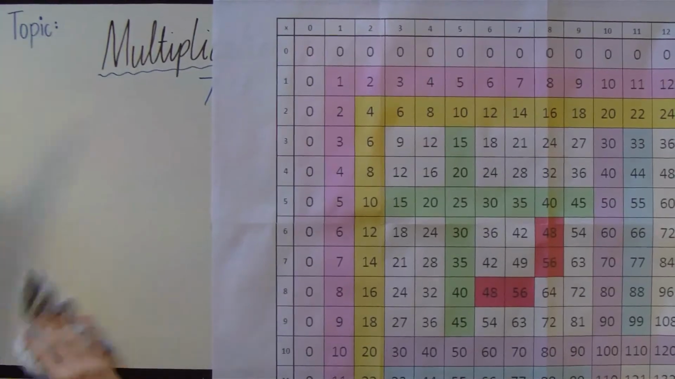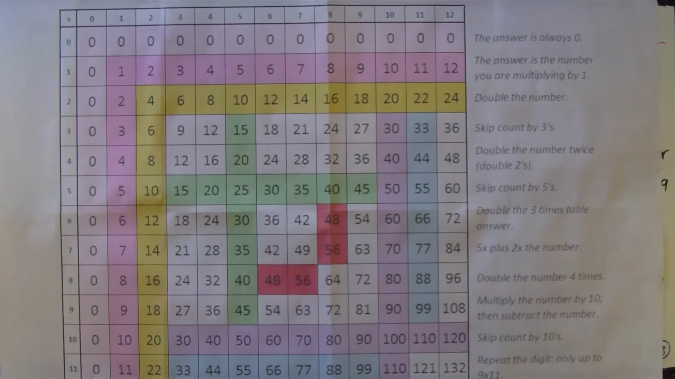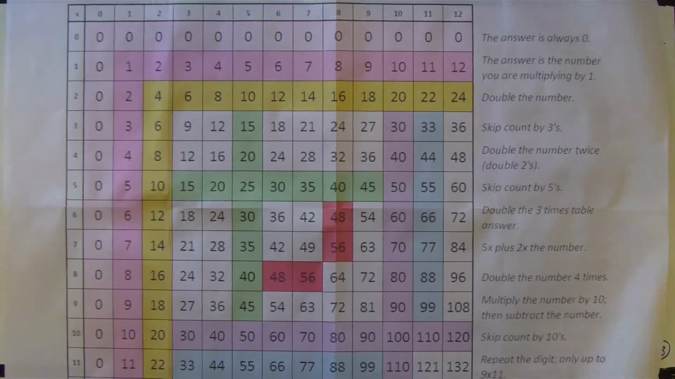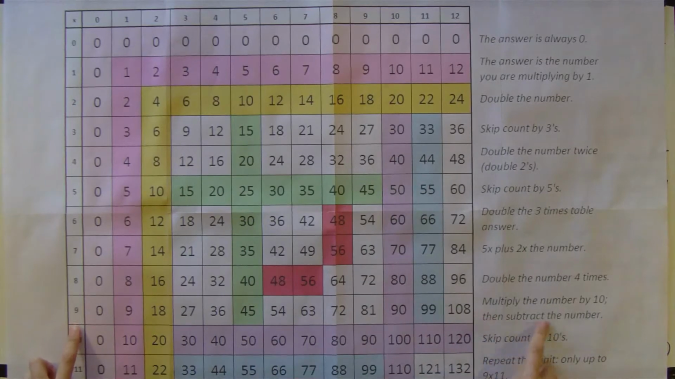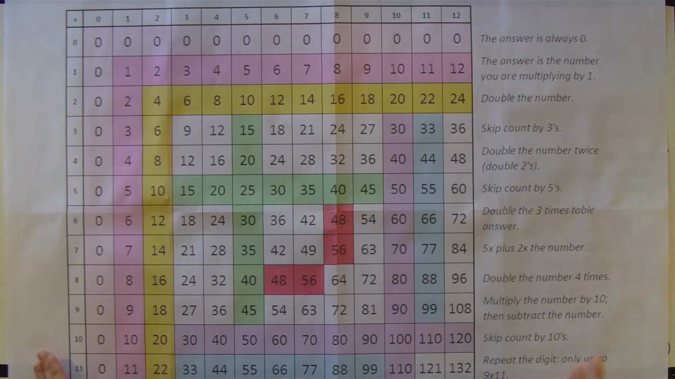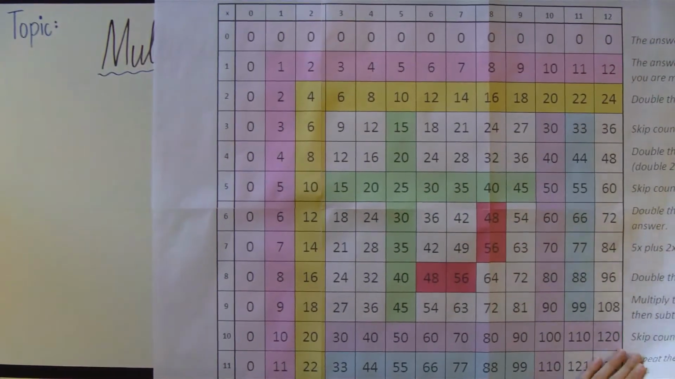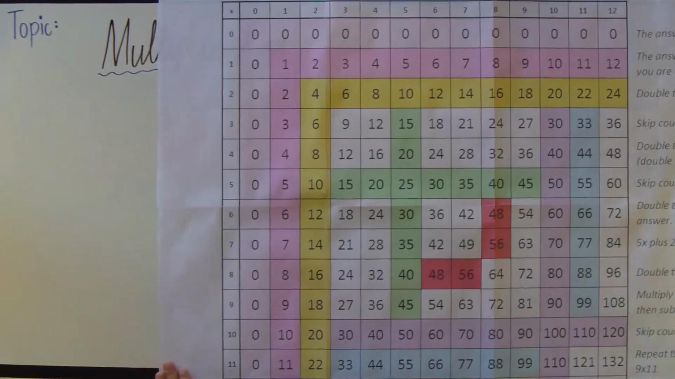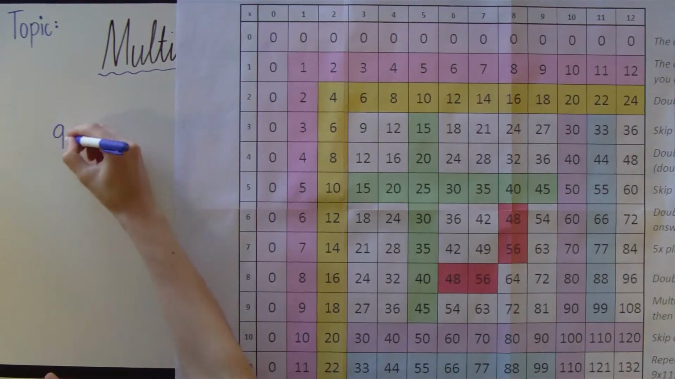For the 9s, a tip that you can follow is, let's just find the 9s, multiply the number by 10 and then subtract the number from that answer. So this might sound a bit confusing, so I'll just go through an example very quickly. So let's have an example. Let's say it's 9 times 6.